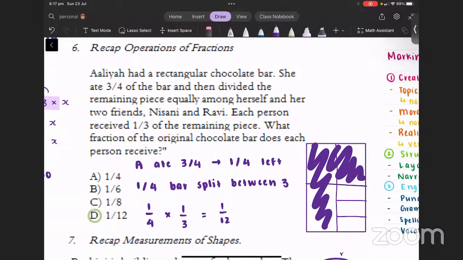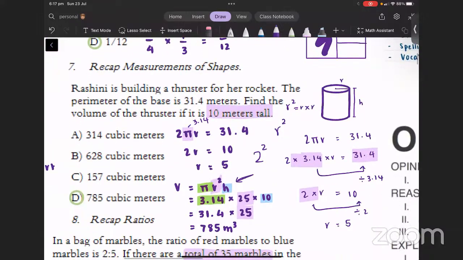Are there any questions about question number 6? No? Okay. All right, moving on to question number 7. Okay, wait, let me just erase some of this from the previous class.